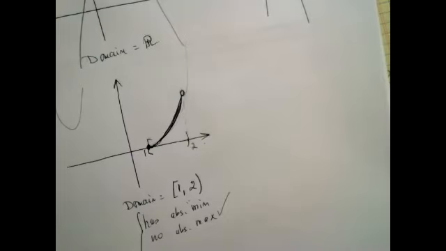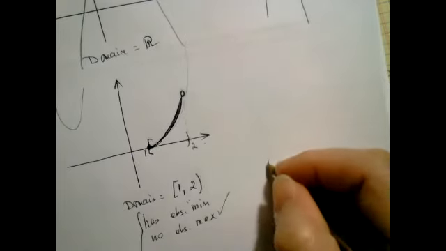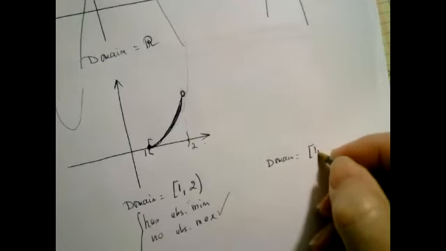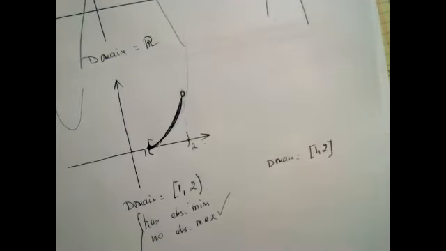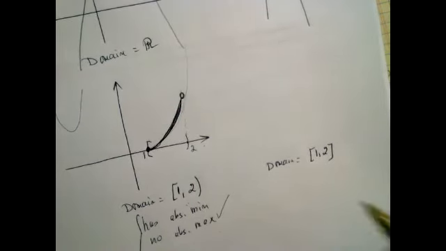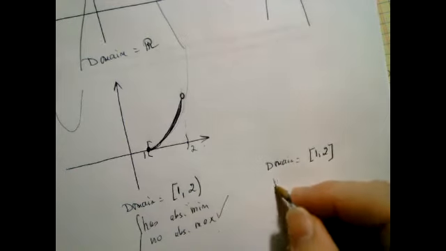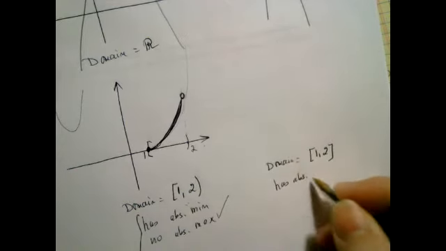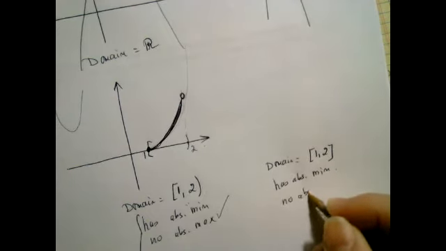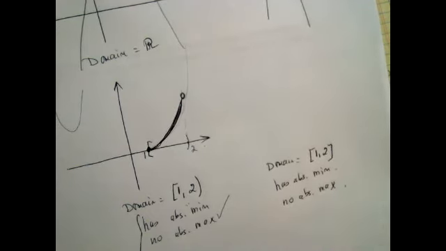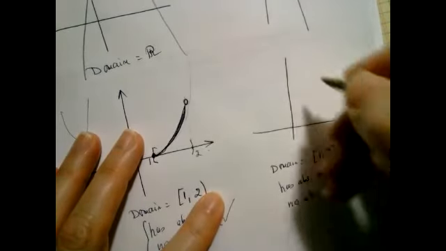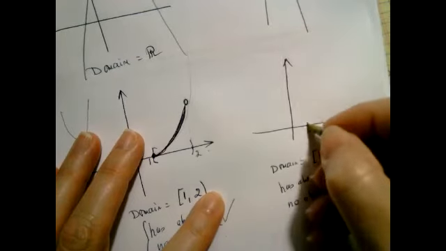All right, now let me ask the following question. The domain is 1 to 2. And this is harder. I want an absolute min and no absolute max, but I'm closing my domain.